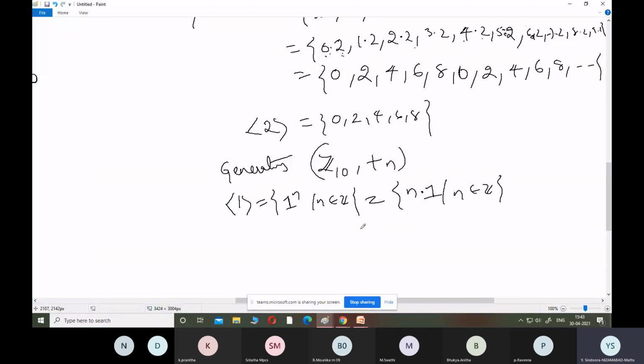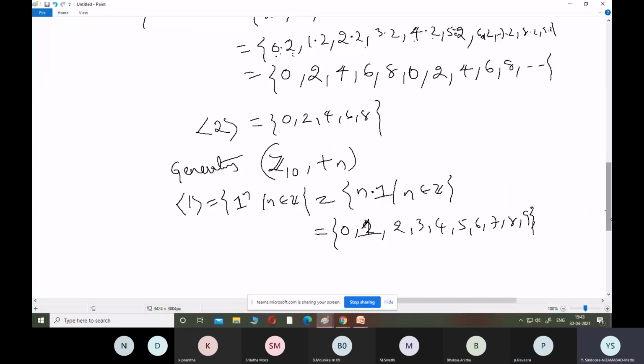Tell me what are the elements of the cyclic group of 1 here. 1 into 1 modulo 10 is 1. 2 into 1 modulo 10 is 2. 3 into 1 modulo 10 is 3. And so on, 4, 5, 6, 7, 8, and I'll be getting till 9.